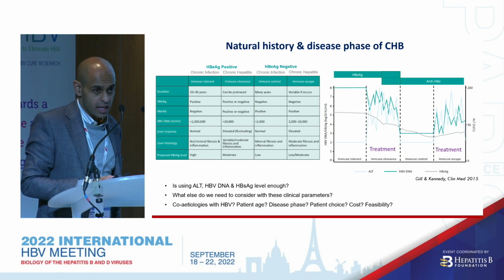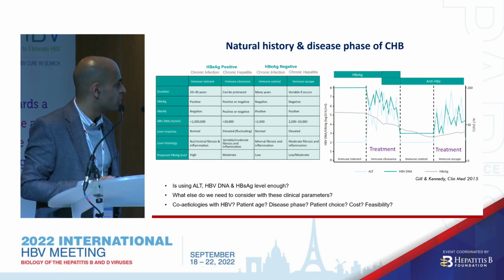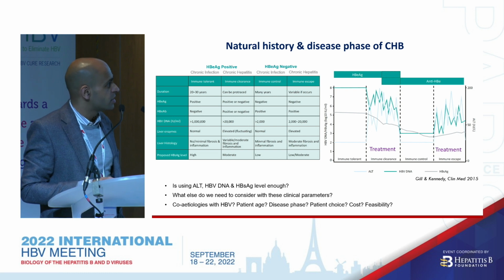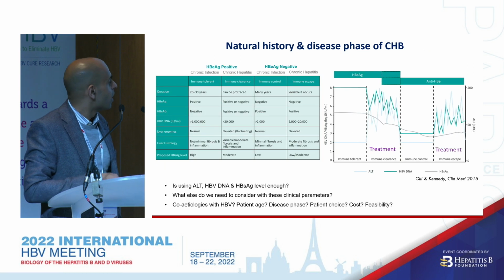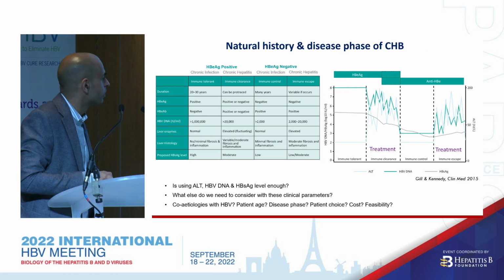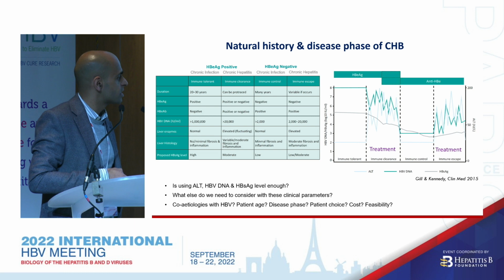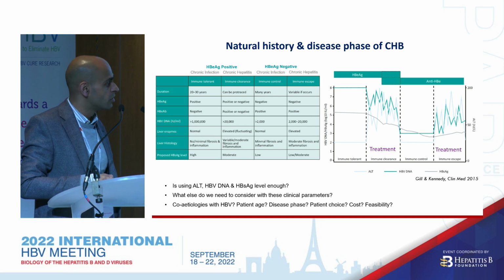Firstly, the patient age. I'll come on to talk about that in a moment. Disease phase, how do we then put them in a disease phase? Let's just go back. We've got these disease phases. Is that important, how we choose patients going forward? Do the patients even want to be treated? And then the other thing is cost of drug and feasibility.